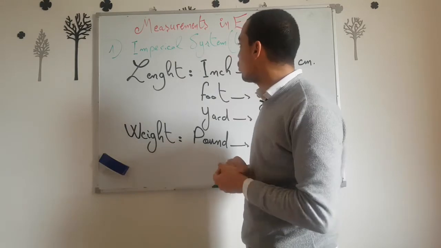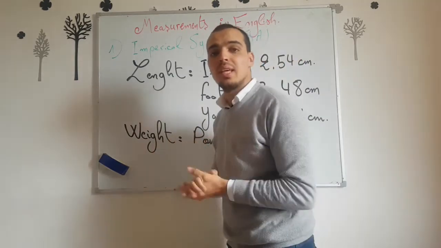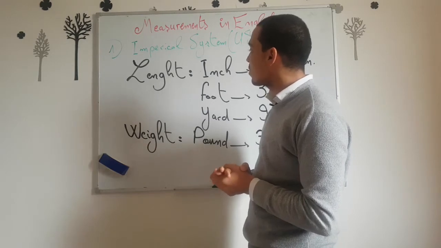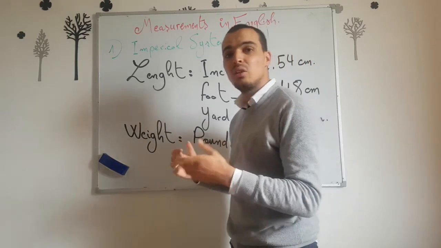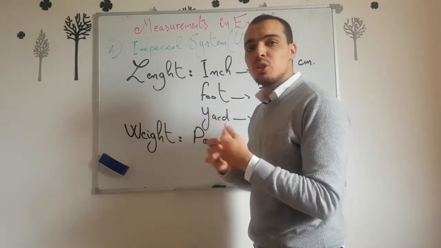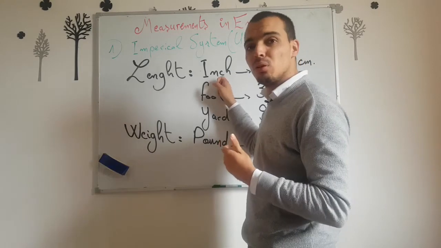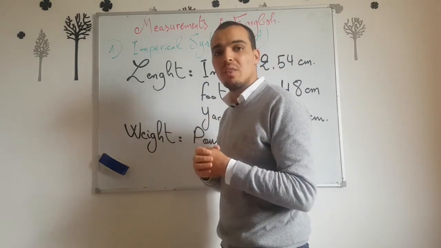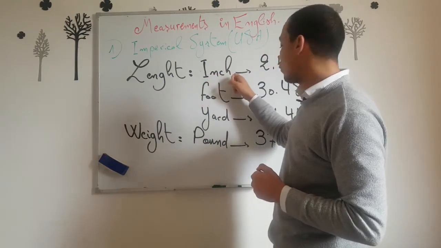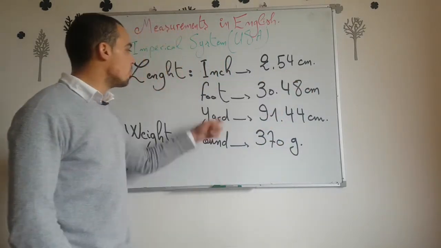The first system is called the empirical system, which is mainly used in the United States. Just to give you a glimpse, since it is not widely used in the world: for length, the measurements used are the inch. People who interact a lot with Americans hear them using the inch, okay? And the inch stands for 2.54 centimeters.